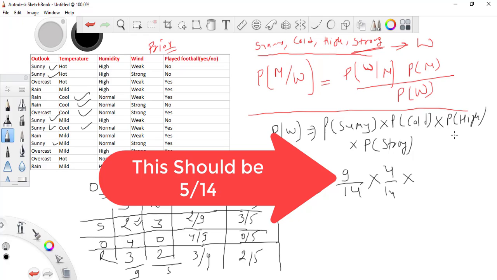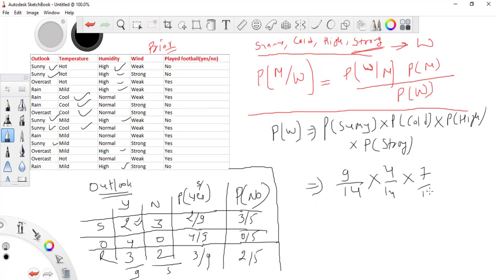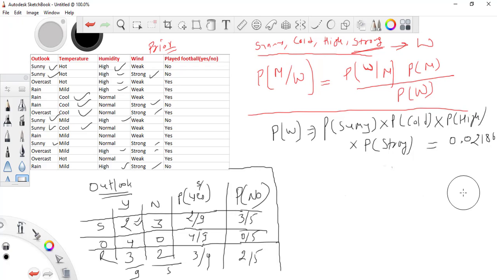Similarly, for high humidity, I have 1, 2, 3, 4, 5, 6, and 7 instances. And for strong wind, I have 1, 2, 3, 4, 5, and 6 of them over here. Okay. So by doing all the multiplication, this will come out to be 0.02186. Okay. So I hope it's clear. Let's remove all this calculation. So we have calculated our first value over here.